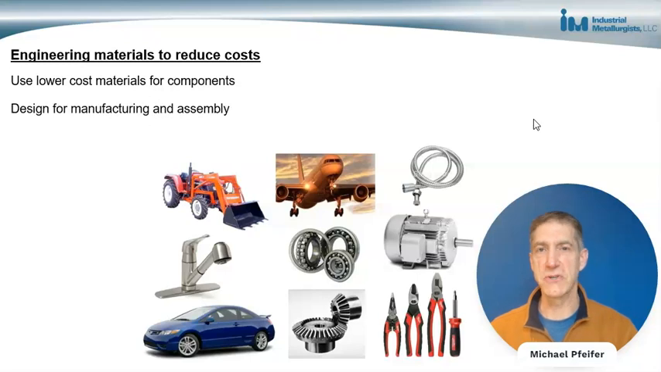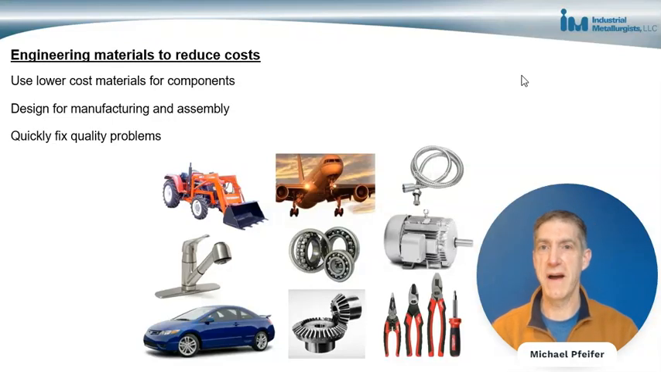Second, also during design, is making sure to select materials that enable easy fabrication of components and easy assembly of the components. When it's a hassle to fabricate components and to assemble them together, then the costs of those hassles are passed on to you in terms of higher costs for components and higher costs for sub-assemblies and assemblies. And so engineering materials can be used to make sure to design components that are easy to manufacture and assemble together. And finally, is quickly fixing quality problems.